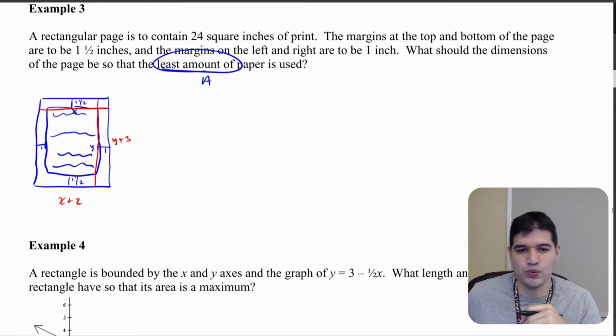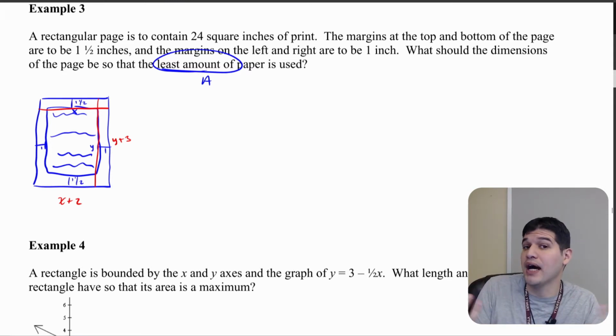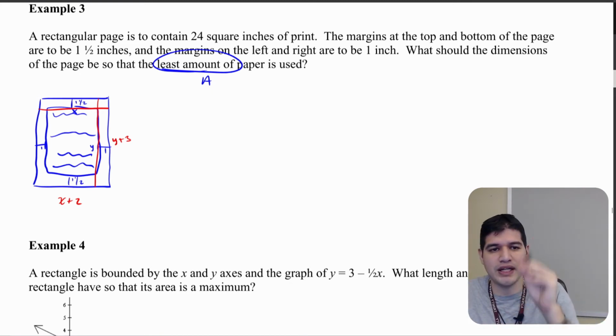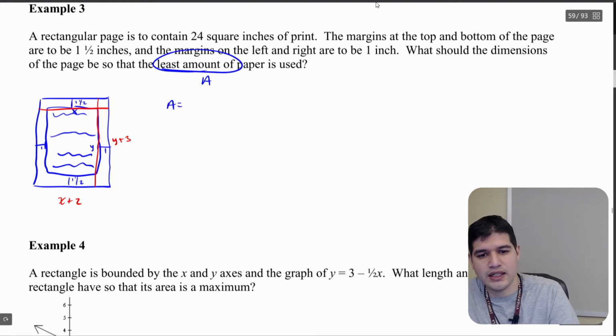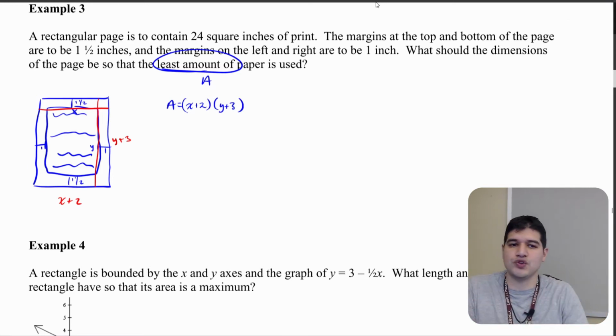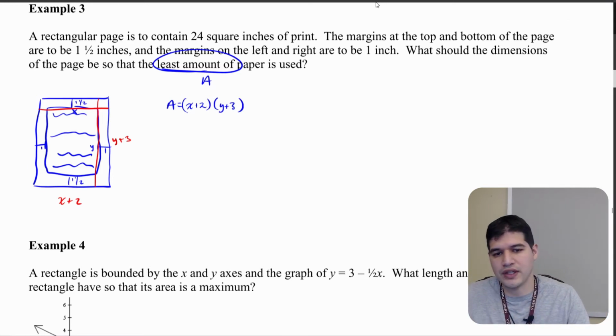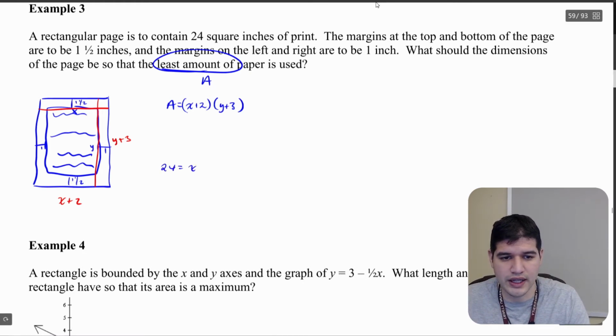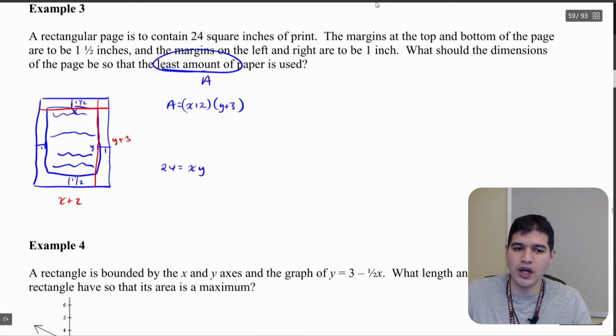What do I want to maximize? Well, I want to minimize the outer part. I want to make sure I don't have any wasted paper anywhere, because my target is 24 square inches of print. I'm going to say the area equals X plus 2 times Y plus 3. And you notice a problem is that we have two variables. So I need to solve for another variable here. That's where this 24 square inches of print, that smaller part, is going to be 24 equals X times Y.